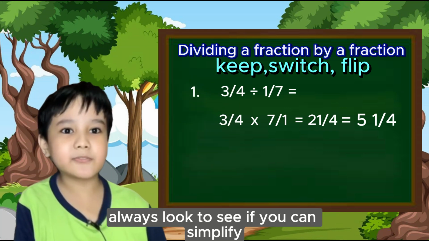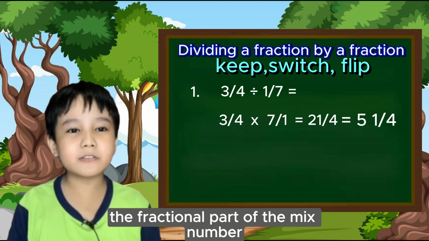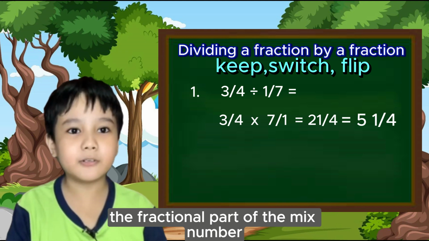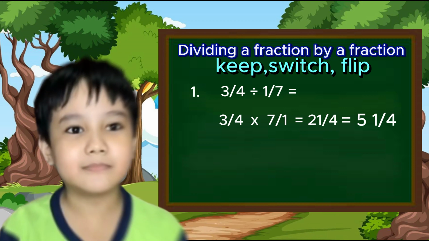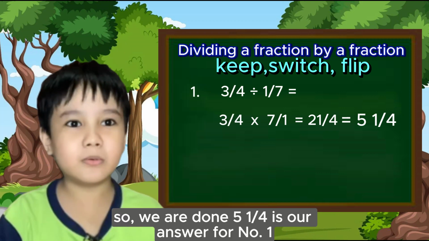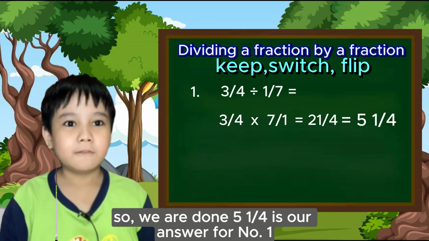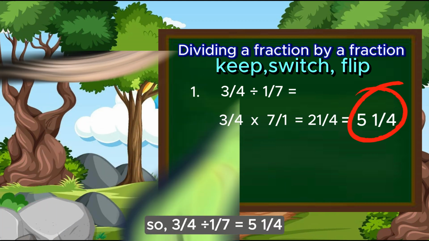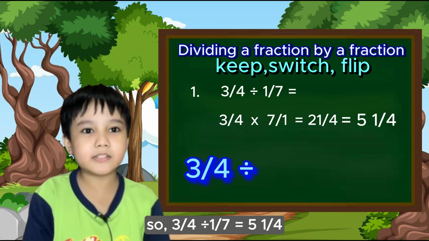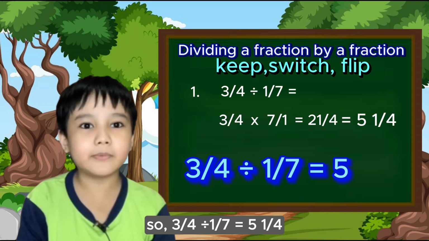Always look to see if you can simplify the fractional part of the mixed number. 1/4 is in simplest form. So, we are done. 5 and 1/4 is our answer for number 1. So, 3/4 divided by 1/7 is equal to 5 and 1/4.